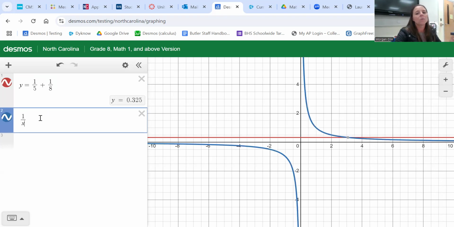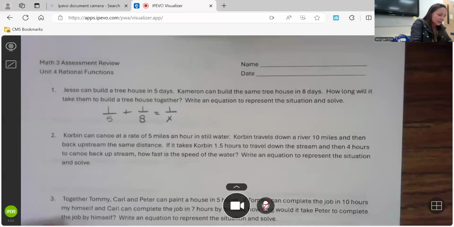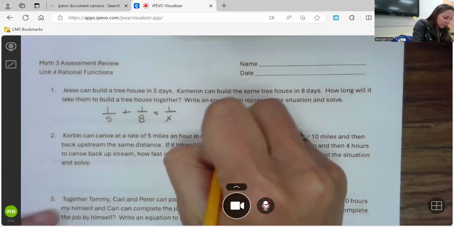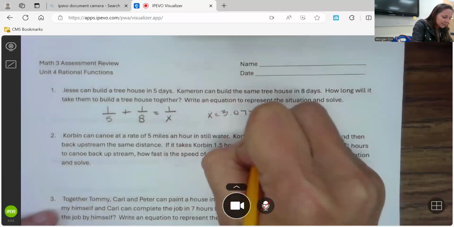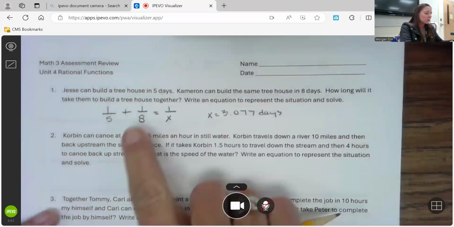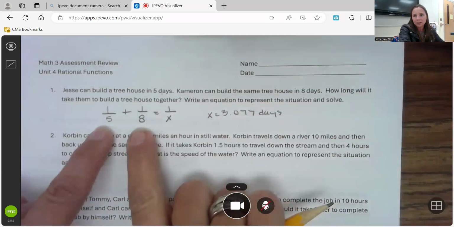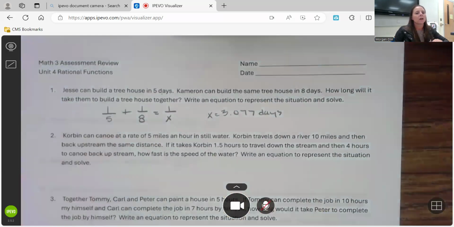All right. And where they intersect, now if they intersect in multiple spots, because this is a word problem, we really just want to deal with the first quadrant. And we see this gray, sometimes we have to zoom out. All right, and we see it right here. And we just want that x value, 3.077. All right, so let's go back. So x equals 3.077. And since this is in days, this is going to be in days. And if they're working together, it should be less than both of these. All right. Okay, next one.